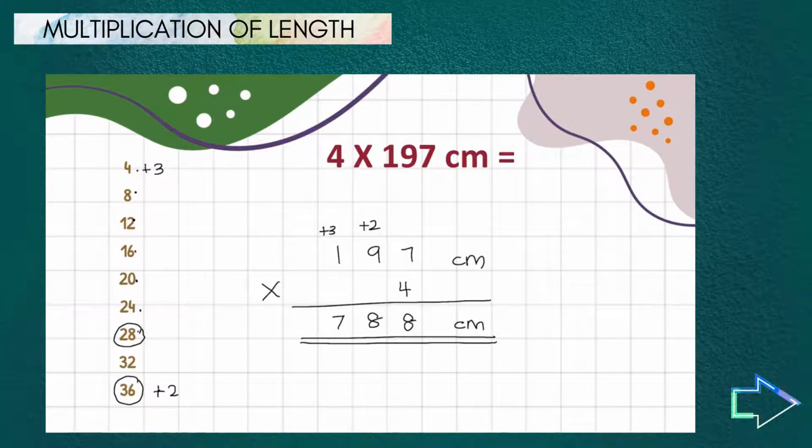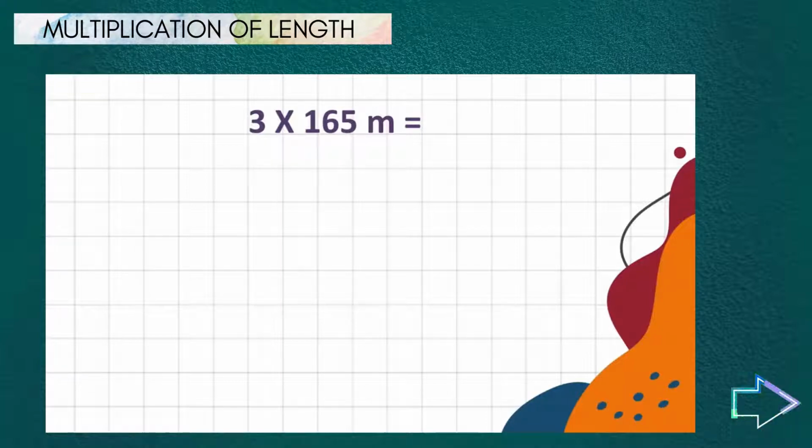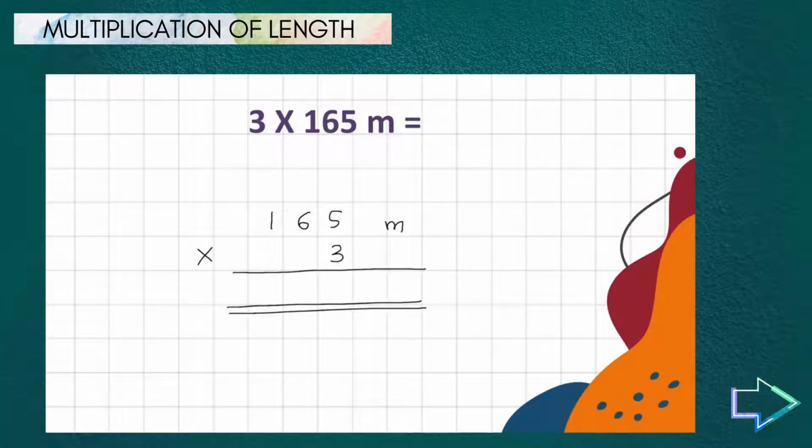788 centimeter. Next, we have 3 times 165 meter. Again, do the same thing, which is 165 meter would be at the top times with the second number, which is 3. Write down 3 below 5 and do the line for the answer. So this time, we need to refer to times table 3. The first number, 5 times 3 is equal to 15. So write down 5 at the bottom and bring up 1 above 6. Plus it later.